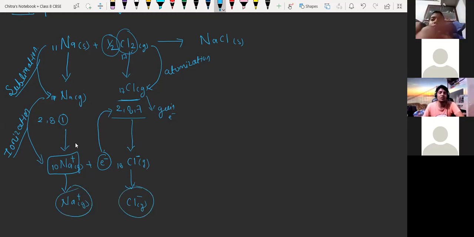These ions have different charges, so they are going to attract each other. We know opposite charges attract each other and same charges repel each other. Is it or not? So they have opposite charge, so they are going to combine with each other and they will form sodium chloride finally.